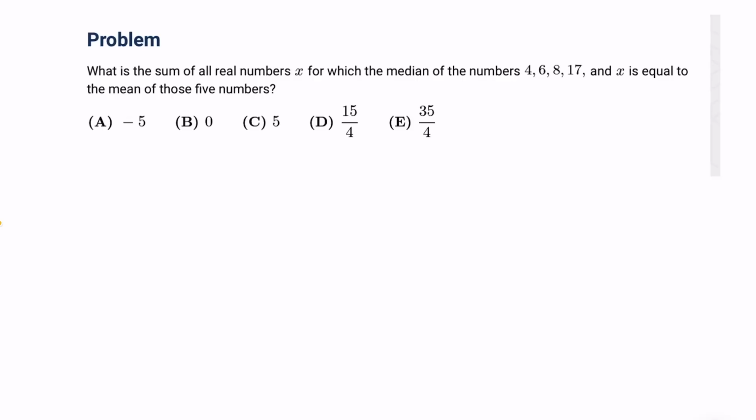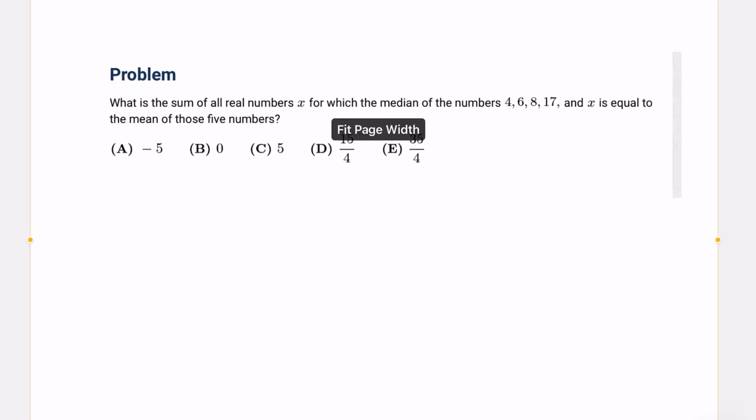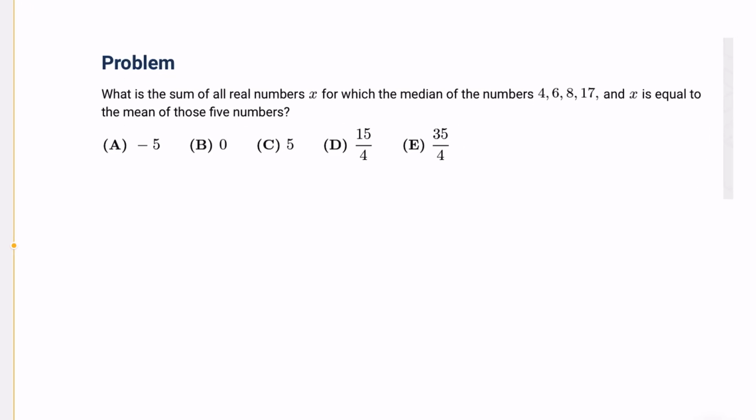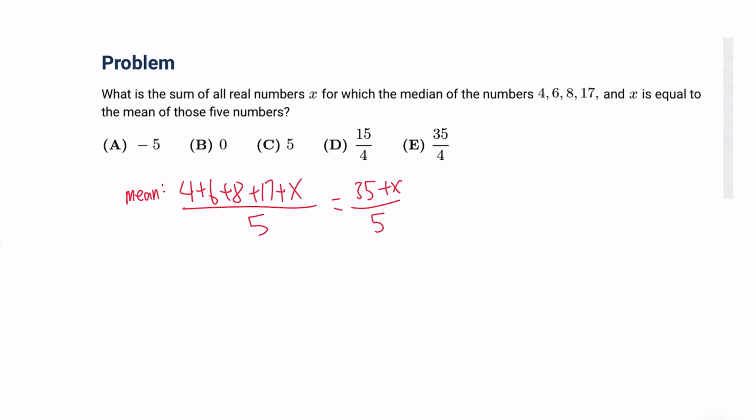The problem states, what is the sum of all real numbers x for which the median of the numbers 4, 6, 8, 17, and x is equal to the mean of those 5 numbers? So it's trying to figure out the value for x, and I'm going to figure out the mean first. The mean is basically just the average, so it'll just be 4 plus 6 plus 8 plus 17 plus x over 5, and this is equal to 35 plus x over 5. So that is the mean, and then we want the median to be equal to this.